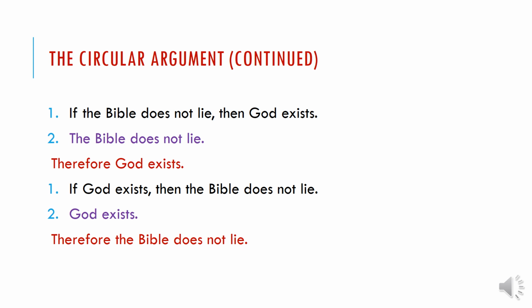Now, if I were to then ask, well, how do you know the Bible does not lie? And then you provide the argument that if God exists, then the Bible does not lie, and God exists, therefore the Bible does not lie. We now see that God's existence is the controversial premise. And so in each one of these, I need a conclusion to guarantee a premise. But that's not the way arguments work. With an argument, it's the premises that guarantee the conclusion. Otherwise, you're just going in a circle.